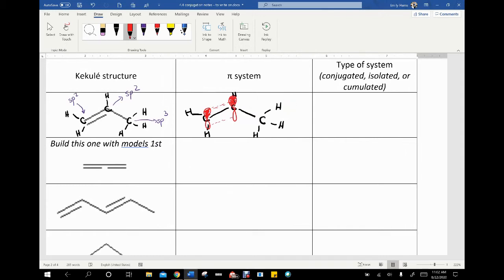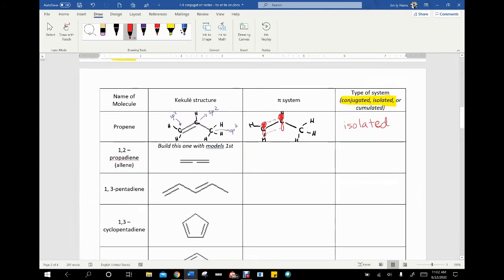throughout a good portion of the molecule? Is it isolated to just two adjacent carbons? Or cumulated is where we have two pi systems side by side. And that example again we'll talk about at the end. So mainly the ones I want you to focus on are conjugated or isolated. So here, because that pi interaction only occurs between two adjacent carbons, that's going to create what's called an isolated system. So we have isolated conjugation.